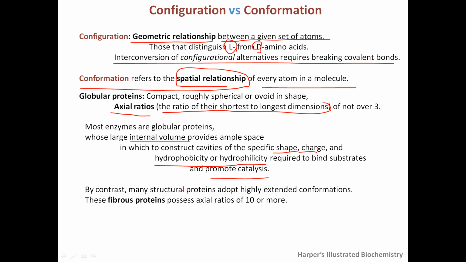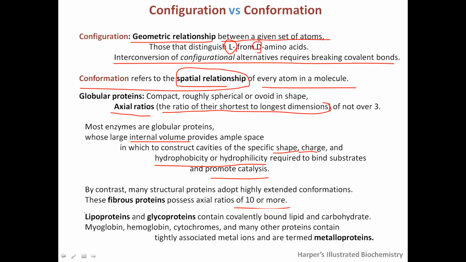By contrast, many structural proteins adopt highly extended conformation. These fibrous proteins possess axial ratios of 10 or more. The lipoproteins and the glycoproteins contain covalently bound lipids and carbohydrates. Examples: myoglobin, hemoglobin, cytochromes, and many other proteins contain tightly associated metal ions which are very important for their functions, and are termed as metalloproteins.